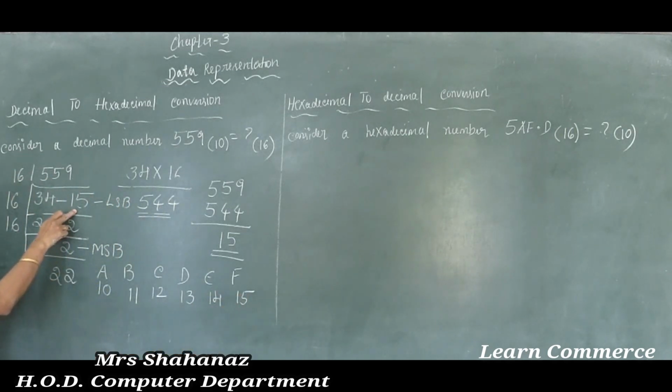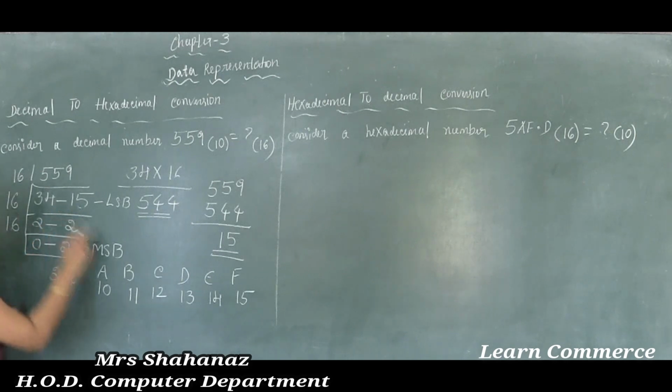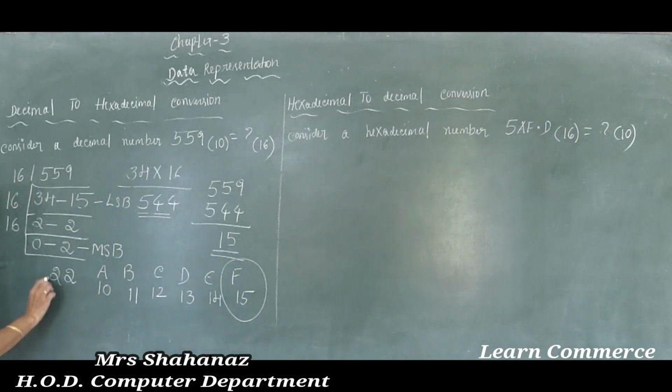Now what's the value? The value is 15 here, so how are we going to write? The value will be 22F. Clear this point here? So this is the answer. So clear this one? 22F here.